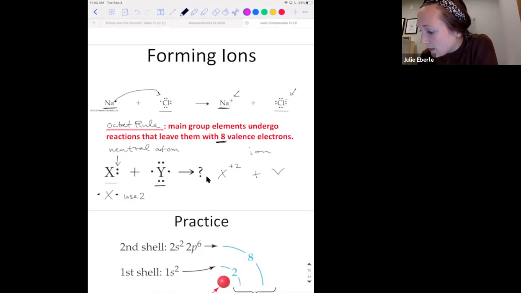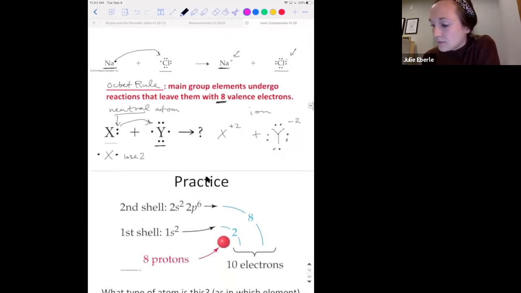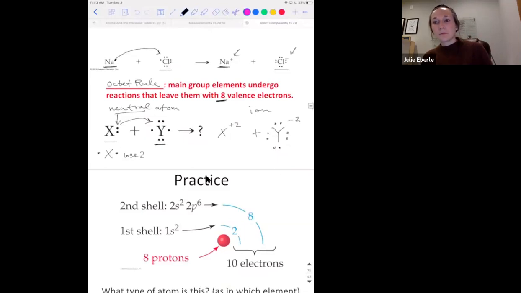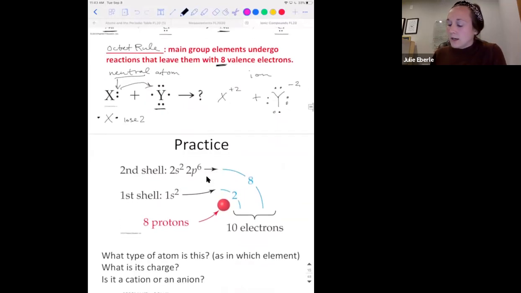So now Y will have gained those that X lost. These 2 are going to go over here to Y. It had 6, 2 more means now it's going to have 8. And it was neutral over here. Now it's got 2 more electrons than it does protons, so it's going to have a -2 charge. Again, it doesn't necessarily matter for the moment. You can do this problem without knowing how many protons and electrons are in each atom. Questions on that? All right.